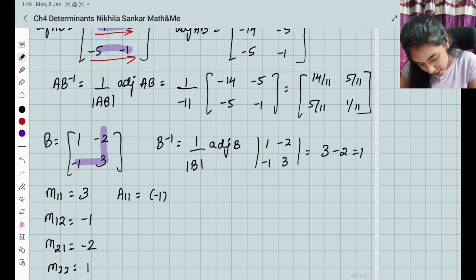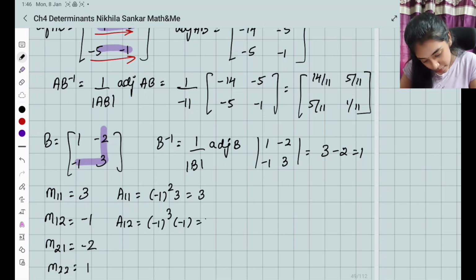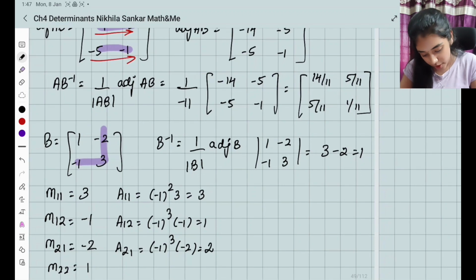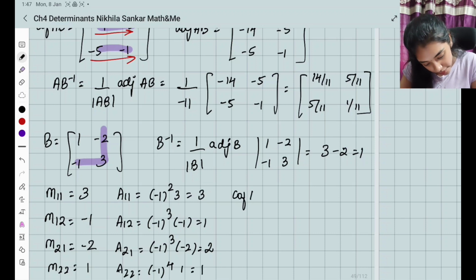A11 equals minus 1 to the power 2 into 3, which is 3. Then A12 is minus 1 to the power 3 times minus 1, which is plus 1, since minus minus becomes plus. Then A21 equals minus 1 to the power 3 times minus 2. Again, minus minus becomes plus, so plus 2. Then A22 is minus 1 to the power 4 times 1, which is 1. So now the cofactor matrix of B. We have been writing B all this time, right? The cofactor matrix of B is going to be 3, 1, 2, 1.